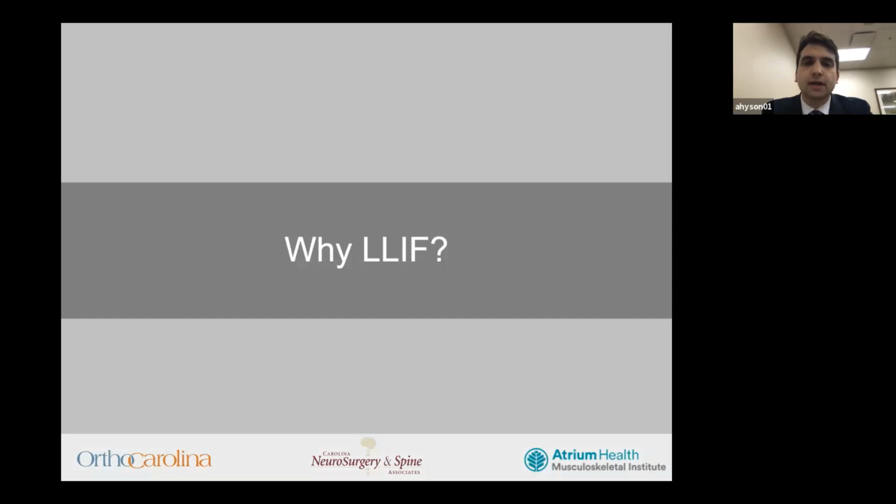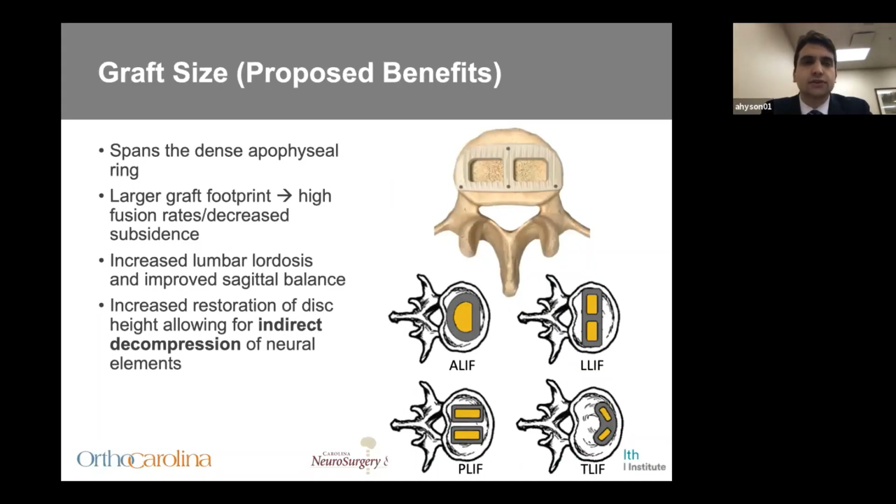So why LLIF? There are several purported or potential benefits that are reported in the literature. One of the biggest proposed benefits of this procedure is that you can place a large intervertebral graft or cage, and this should benefit patients in several ways. One is that it spans the dense apophyseal ring of cortical bone in the vertebral body, which should decrease the rate of subsidence. Larger graft footprints should again decrease the rate of subsidence and should theoretically allow for higher fusion rates. Larger grafts should allow for increased lumbar lordosis and improved sagittal balance. And finally, increased restoration of the disc space should allow for indirect decompression of neural elements.